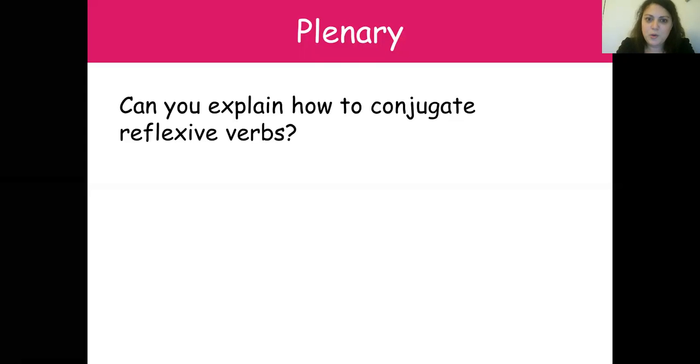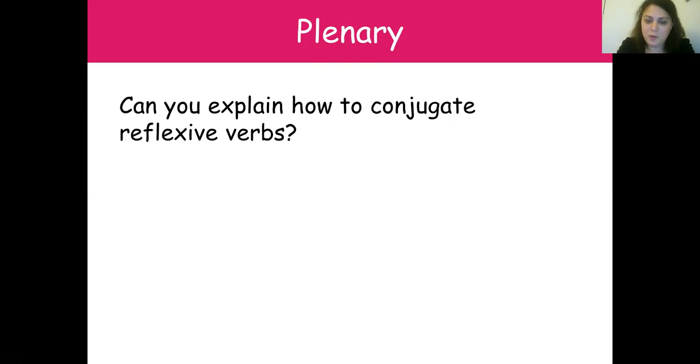So now I would like you to post a picture of your work via the assignment as usual, but also add in the comments an explanation about how you conjugate reflexive verbs. Thank you very much again for your work, and we'll see you soon.